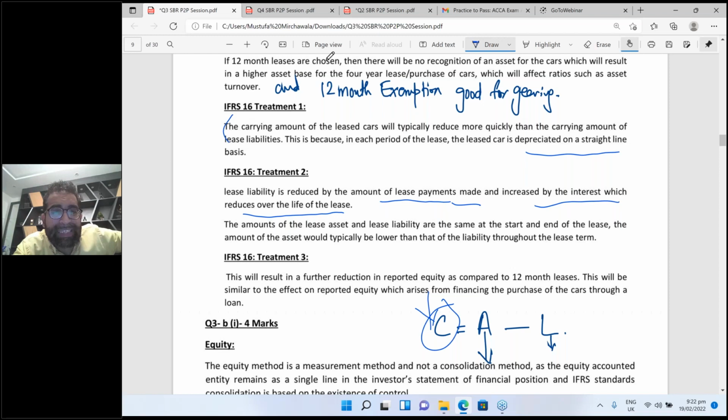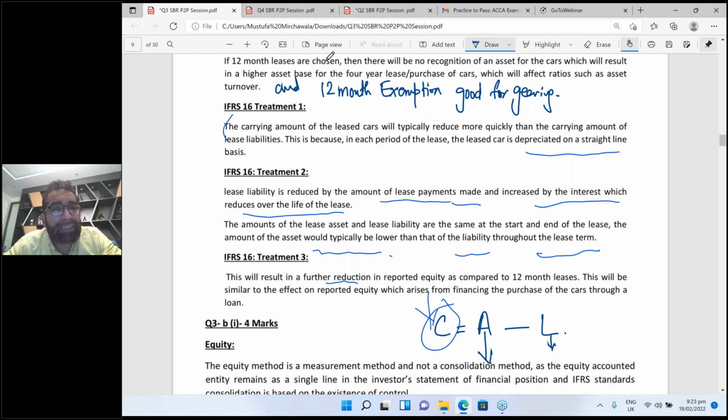The amount of the lease asset and lease liability are the same at the start. On day one, they both were same. On day one, we made the entry ROU debit and lease obligation credit. The amount of the asset would typically be lower than that of the liability throughout the lease term. This will result in a further reduction in the reported equity as compared to a 12 months lease. The equity will be more down.